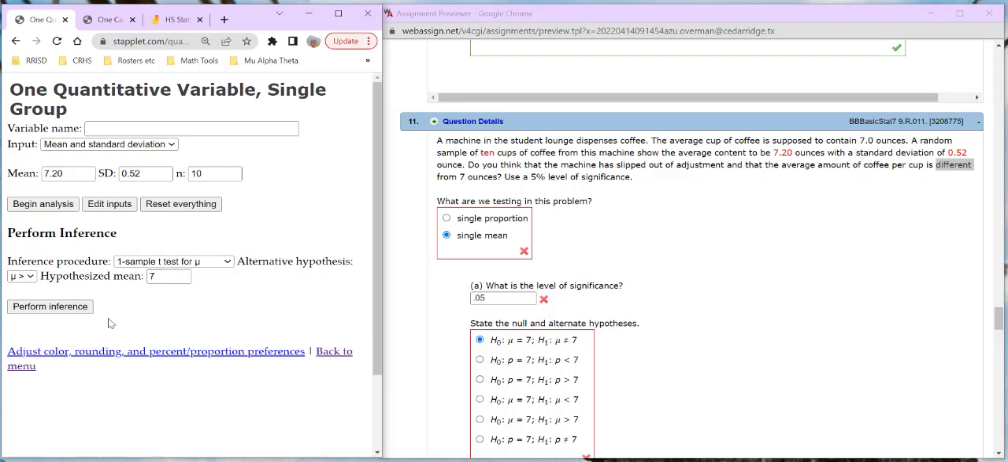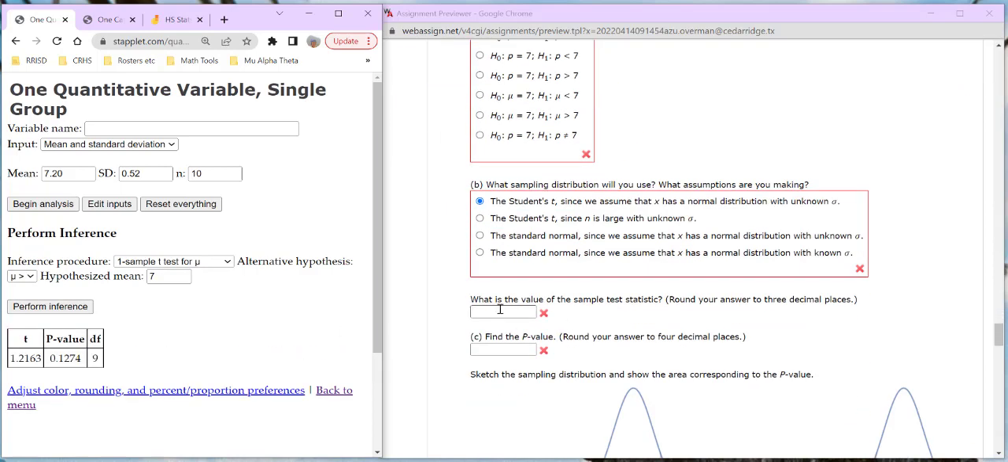Now, I'll just show you. So I didn't change this, right? So what happens? So the value of the test statistic, if I put that 1.2163, and then let's just say I use the p-value and I forgot to change the direction, you're going to see that this one's going to be right, but that one's going to be wrong.